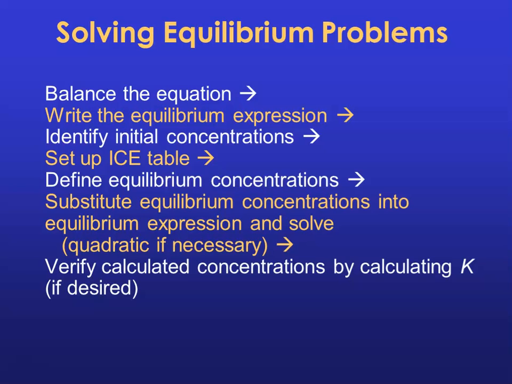So if you are solving a problem and you don't have a balanced equation, you definitely need to get that started first. You're going to write your equilibrium expression based on that equation, identify whatever initial concentrations you're provided with, set up your table of concentrations or partial pressures, define what equilibrium will be in terms of x, if nothing else, and then put those into your equilibrium expression and solve for what x is.